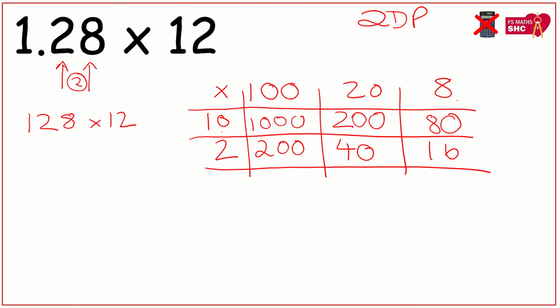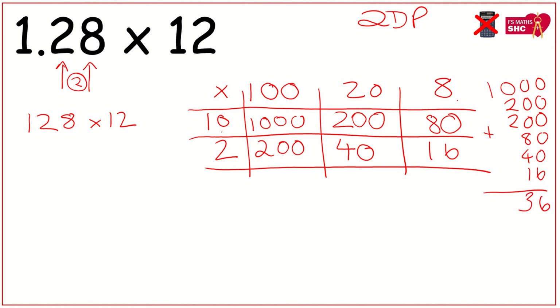Then we've got to add them all up. Can I squeeze it in on the right hand side? I'm sure I can. So we've got 1,000, 200, 200, 80, 40, 16. Here we go. So first of all we have a 6. Then that comes to 13. We'll put the extra 1 there. Then we've got a 5 and a 1. So 128 times 12 equals 1,536.